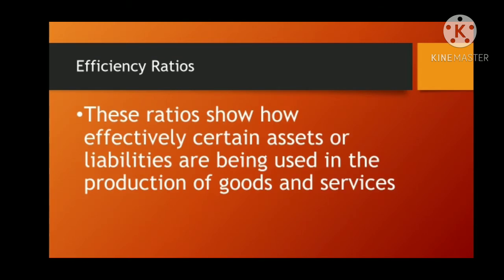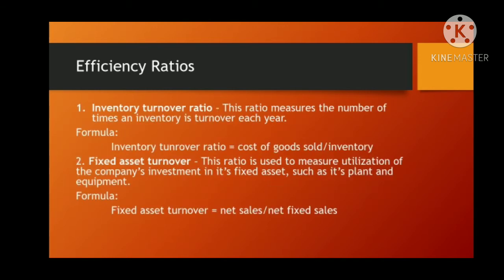The next type of financial ratios is the efficiency ratios. These ratios show how effectively certain assets or liabilities are being used in the production of goods and services. The common efficiency ratios are the following. First is the inventory turnover ratio. This ratio measures the number of times an inventory is turned over each year. The formula for this is inventory turnover ratio equals the cost of goods sold over inventory.